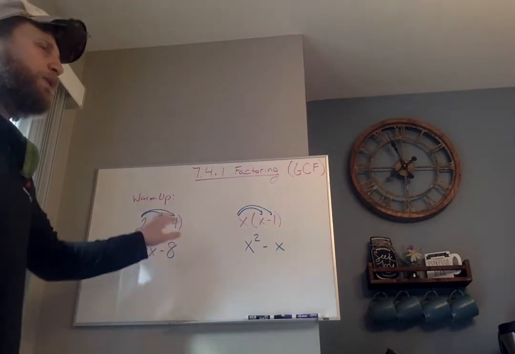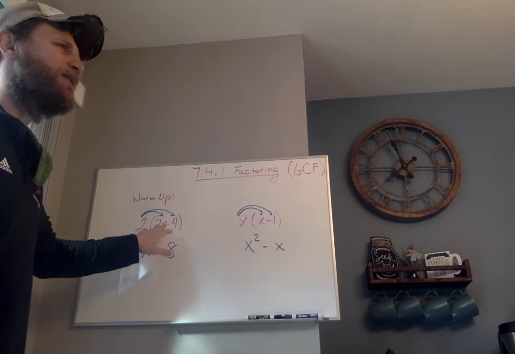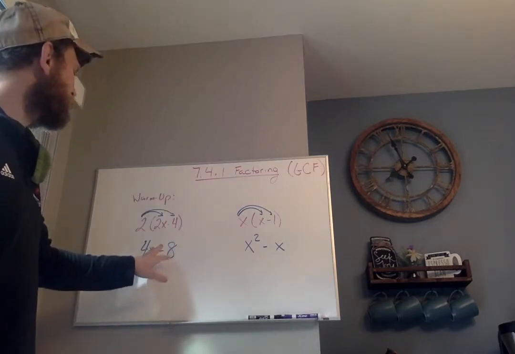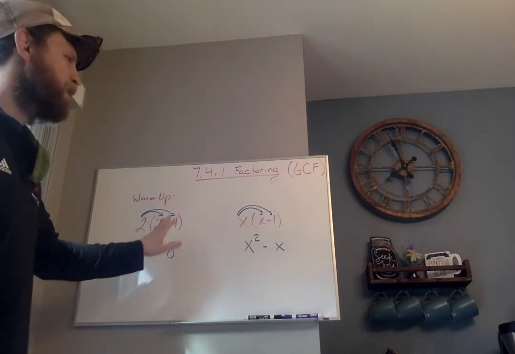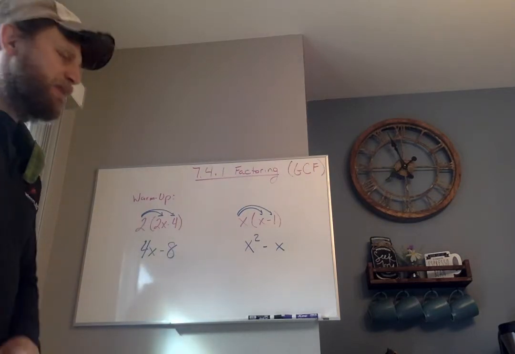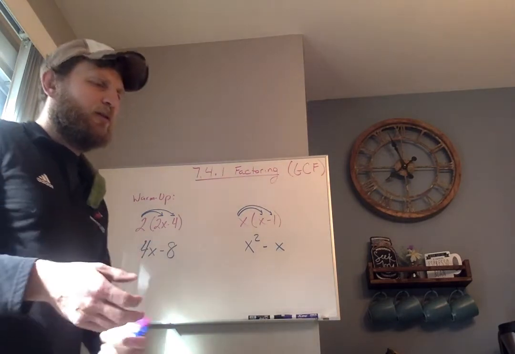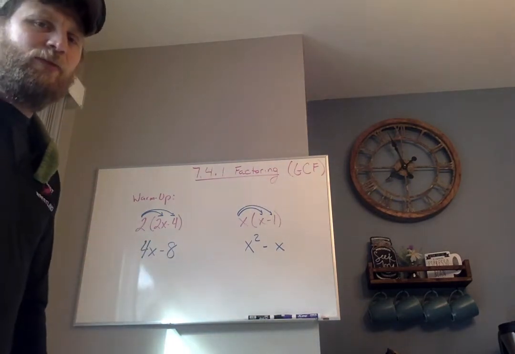Now, I could further factor this, okay, and I could have said, hey, I really could have taken a 4 out. So I could have done 4 divided by 4 is 1, 8 divided by 4 is 2, and then it would have been 4, parentheses, x minus 2. Now, which one of those is correct? Well, it's the one that's simplified fully.